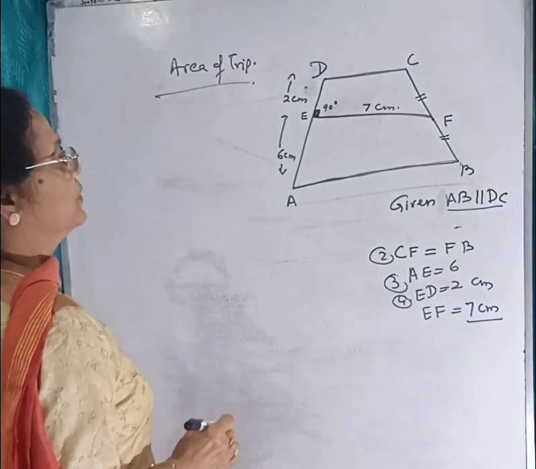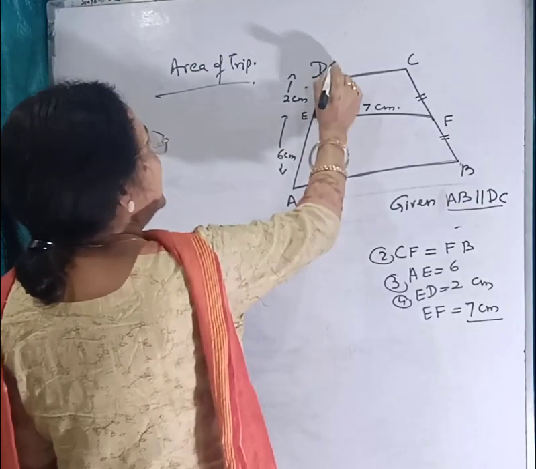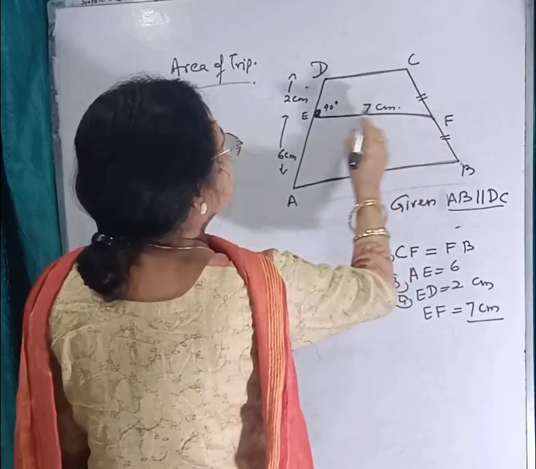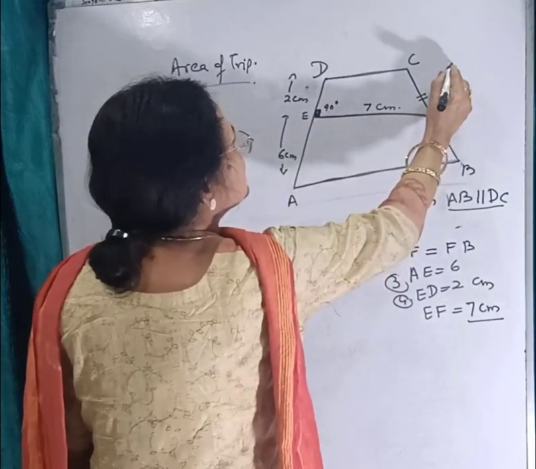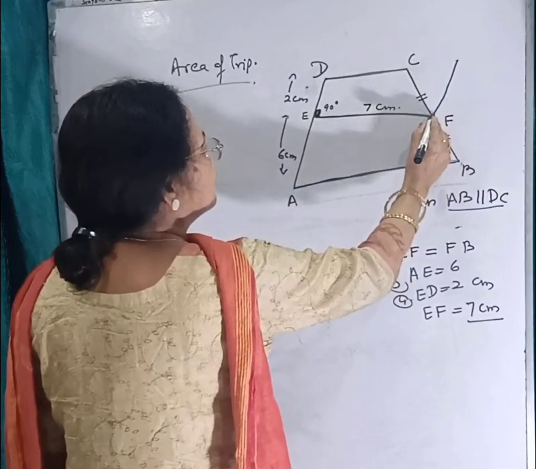What we can do? First of all, we draw a line parallel to AD from this. This is the middle point. So parallel to this, it means just equal to this, passing through F.